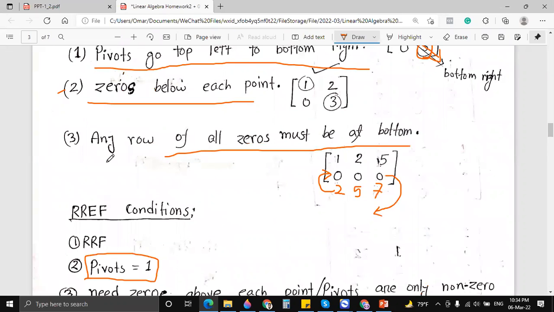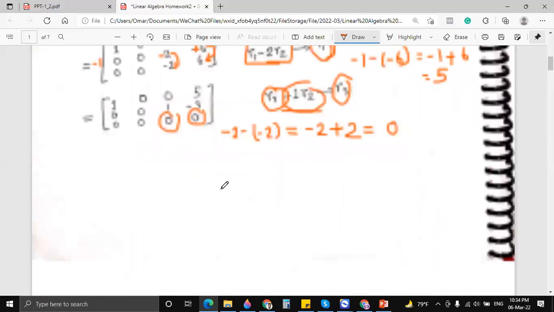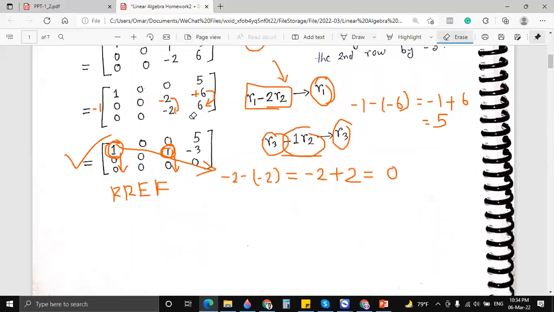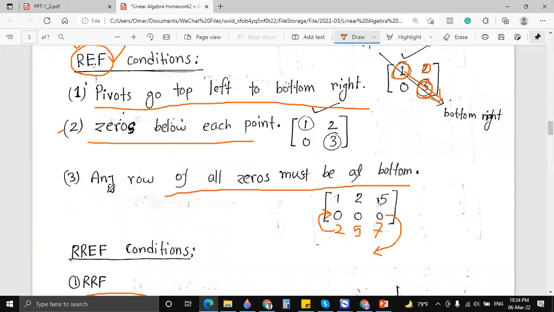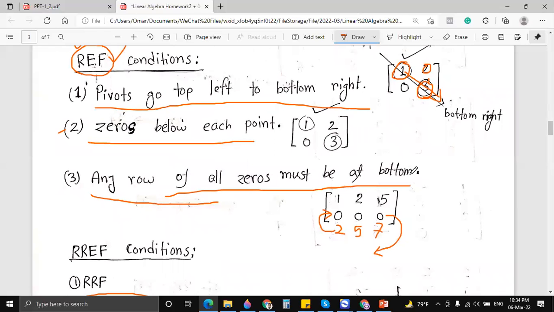Third condition, any row of all zeros must be at the bottom. So we have a row, right? At the very last row, we have a row where all the values are 0. So it will sit at the last row, okay? So that condition also fulfills. Any row of all zeros must be at the bottom, okay?